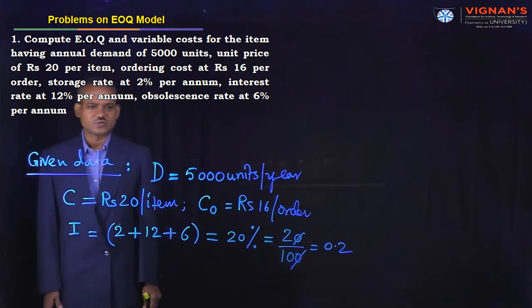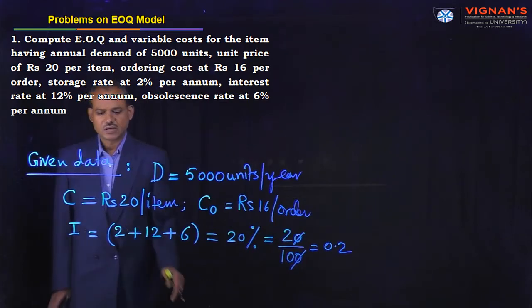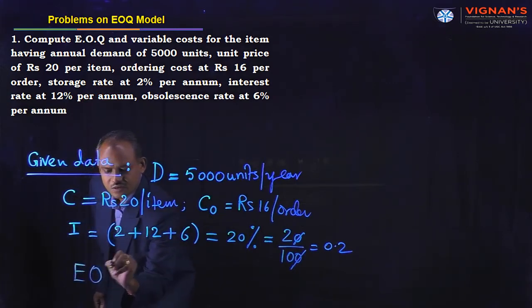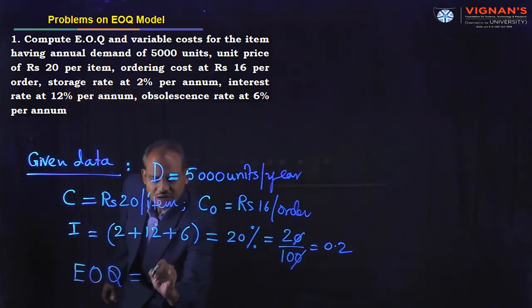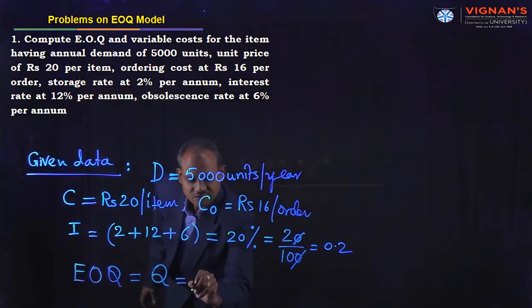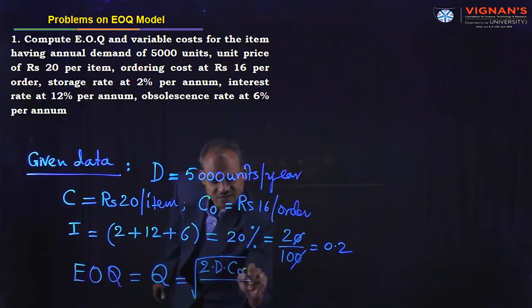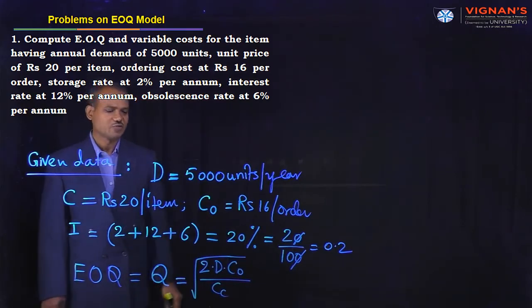what is our objective in this problem? Compute EOQ. What is the formula for EOQ? In the previous class I have listed out all the formulas used in model 1. EOQ is nothing but the economic ordering quantity, represented by the symbol capital Q. Very, very important formula: Q equals square root of 2 into D into C naught divided by CC. This is the formula used to find out EOQ.